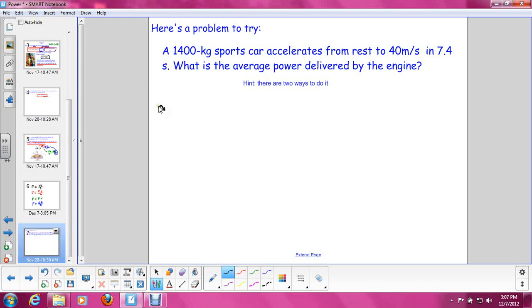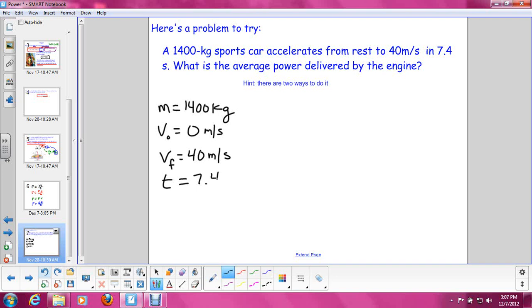So I'm given the mass of the car, 1,400 kilograms. I am given initial velocity. It is 0 meters per second because it starts from rest. My final velocity is 40 meters per second. And the time it took to do that, accelerating, is 7.4 seconds. And I want to know what is the power delivered by this engine.